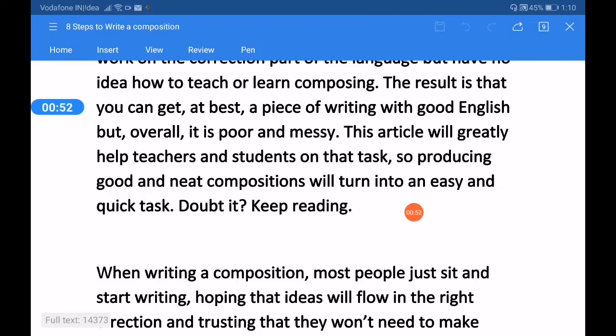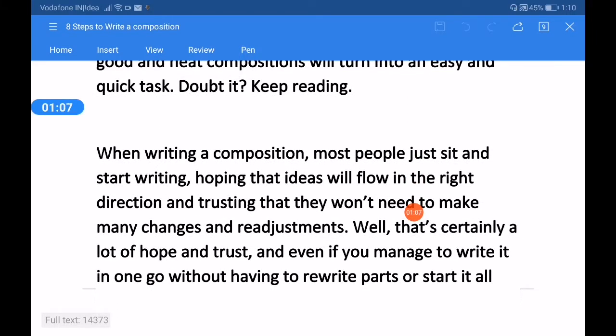This article will greatly help teachers and students with the task. So, producing good and neat compositions will turn into an easy and quick task. Doubted? Perhaps no doubt. Keep reading.